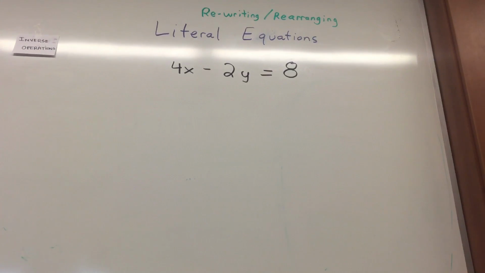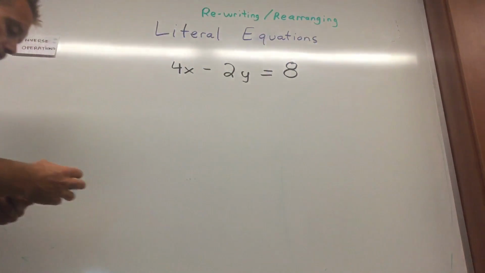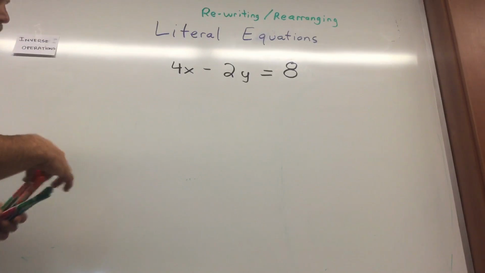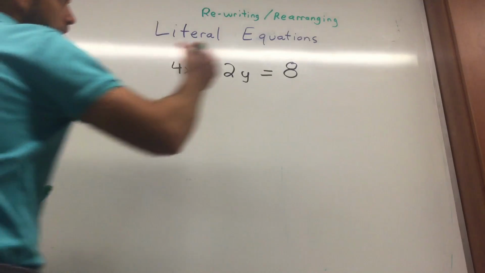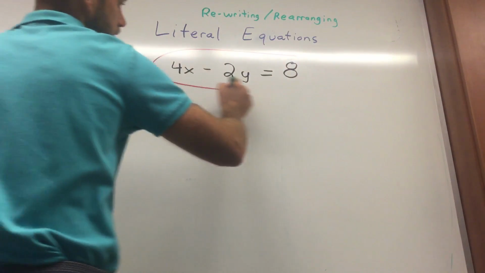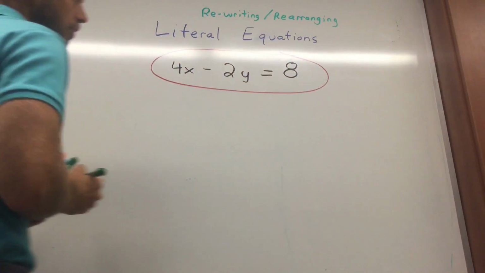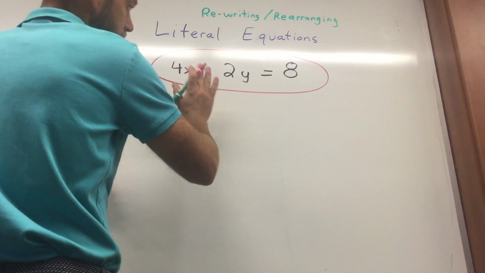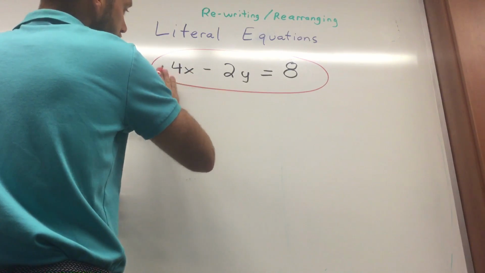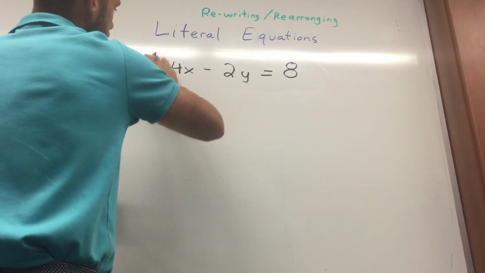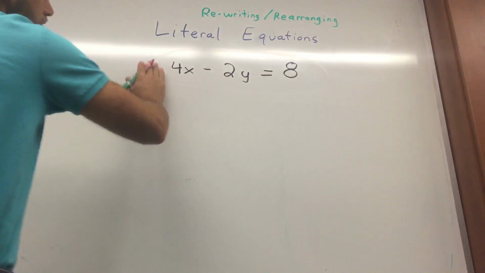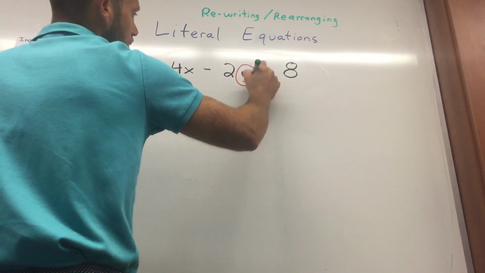All right, we're going to review how to rewrite or rearrange literal equations. Literal equations, as you may remember, are equations with multiple variables that represent something measurable in the real world. For example, this one is something that you all don't know from experience yet, but this is going to be a linear equation. That's why we're dealing with these, because the next unit deals with linear equations. So what we need to know, specifically, is how to solve for y.